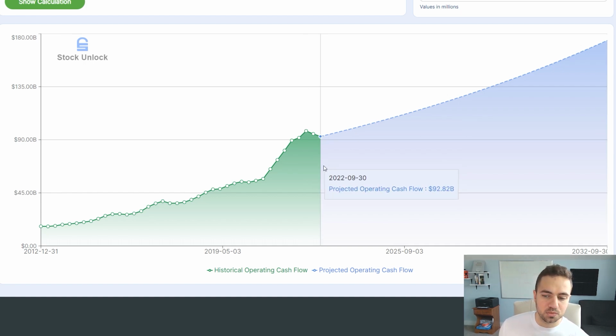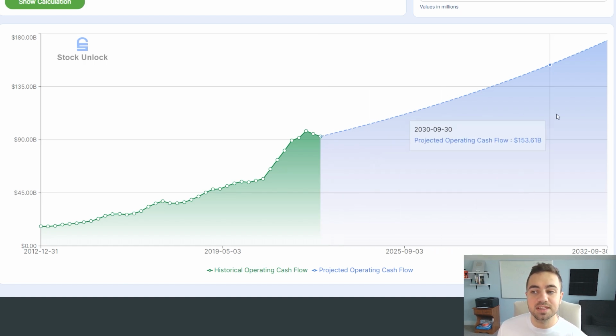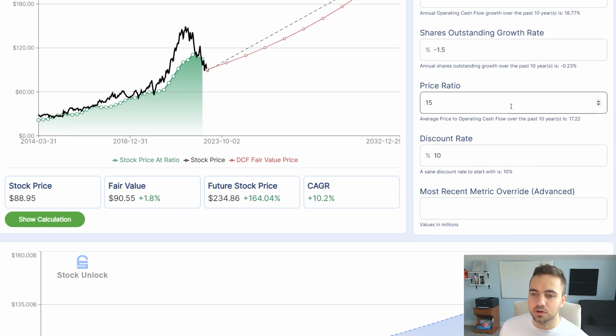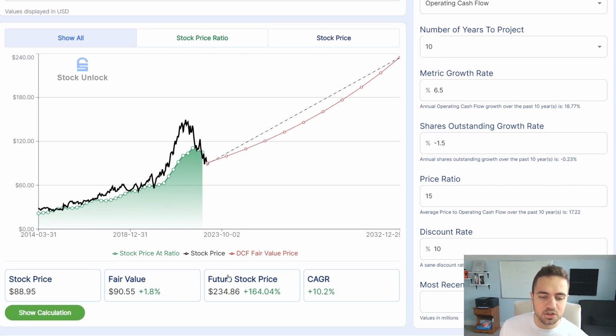Now, in the last 12 months, Google has produced about $93 billion in operating cash flow. So this means that the company will not even double its operating cash flow over the next decade, which I actually think Google will do. So I think that these metrics right here, what the market is currently pricing Google at, is a little bit bearish. And that tells me that there is probably an opportunity here.